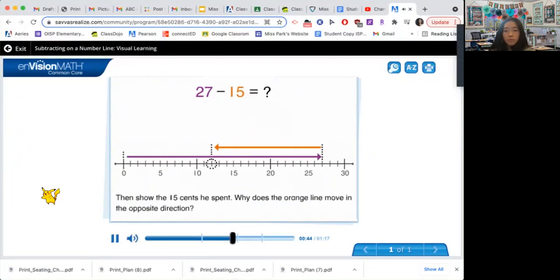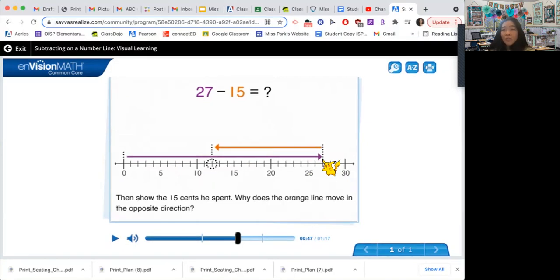Why does the orange line move in the opposite direction? The reason why the orange line is moving in the opposite direction is because you're subtracting. Think of it as like you're playing a board game and they say, okay, you have moved 27 steps. And then you end up choosing a card and it says, oh, you have to go back 15 spaces. So that means you went down 15 levels. So you have to go backwards. 1, 2, 3, 4, 5, 6, 7, 8, 9, 10, 11, 12, 13, 14, 15. So you end up right here on this line. That line goes the other way because it is being subtracted.